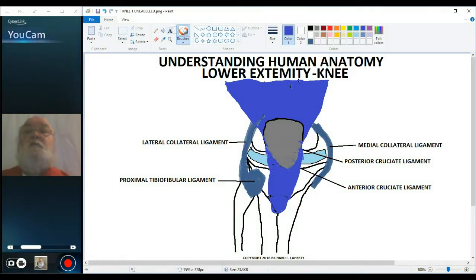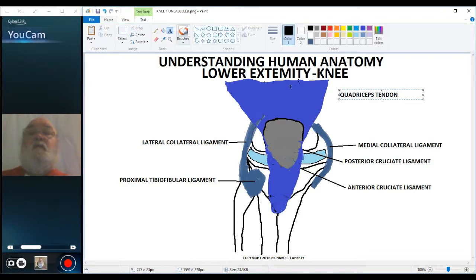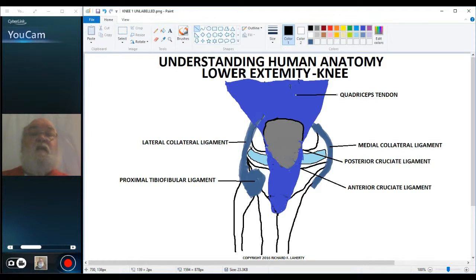So again, we'll add some labels. We'll start up here with the quadriceps tendon. And then we have the patella, or kneecap.